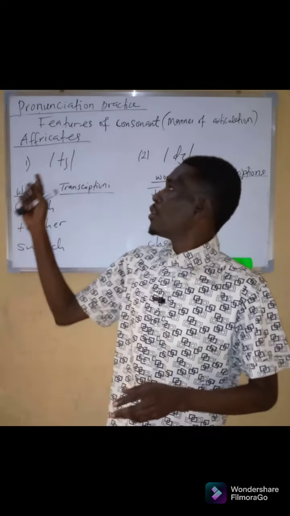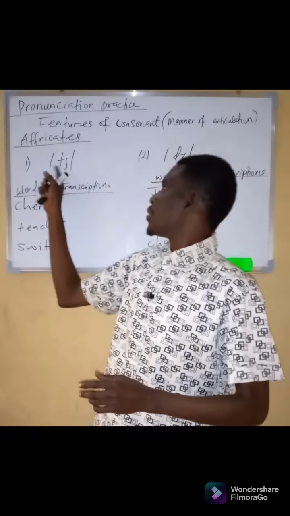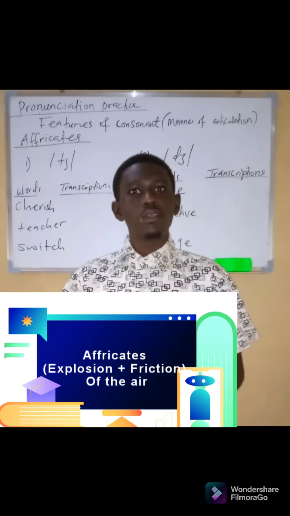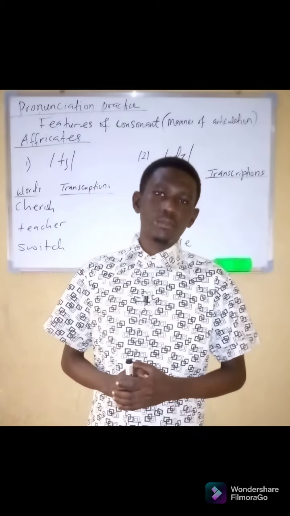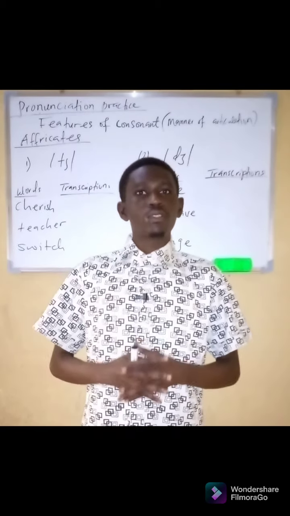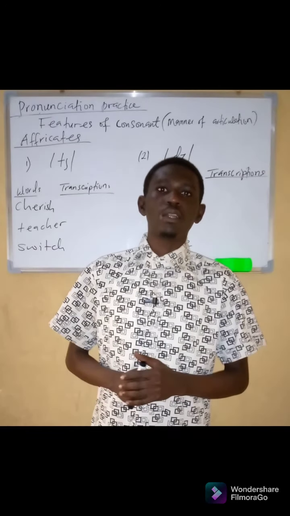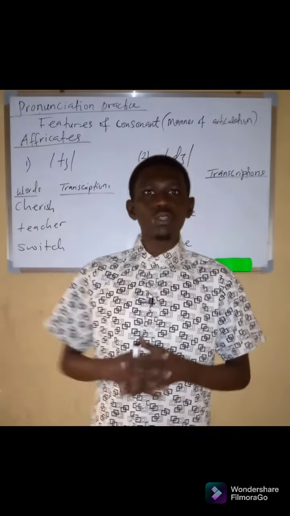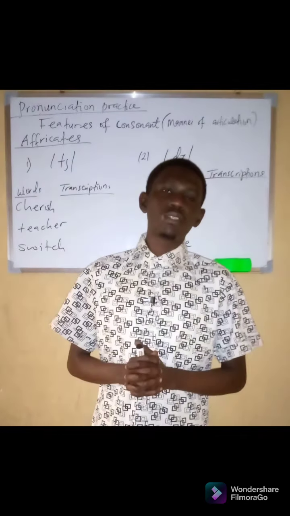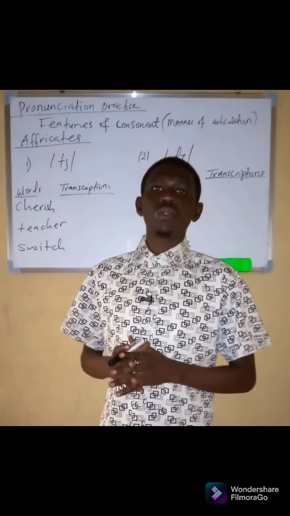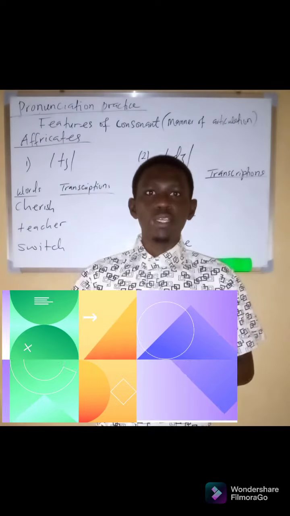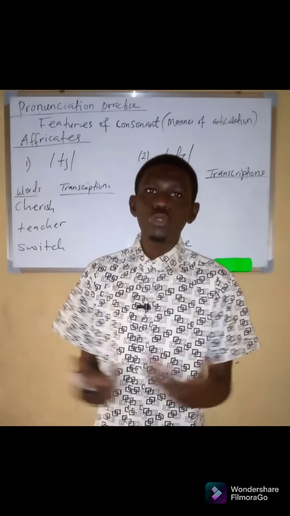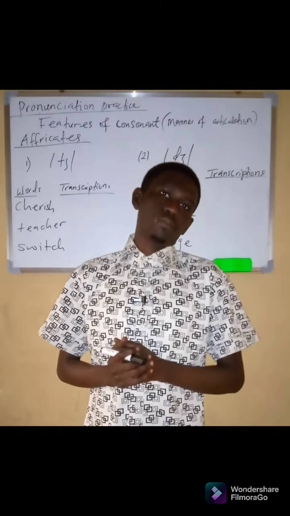When you look at number one, this is a combination of the t sound, which is a plosive, if you could remember, and the sh sound, which is one of the fricatives. So these two sounds blended together to form a single sound are called affricates. The blending of these two consonant sounds to form a single sound is what results in calling them affricates. That is to say, these two consonant sounds will produce these two features concurrently, the explosion of the air and the friction of the air.